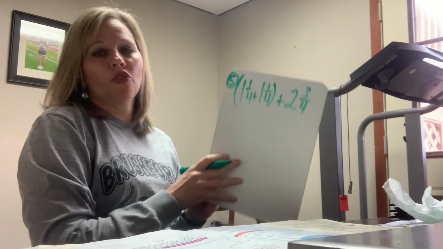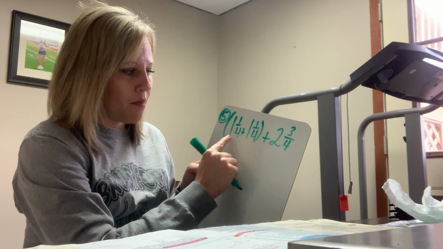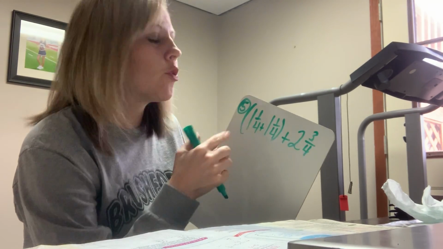All right, number 5. 1 1/4 plus 1 1/4 plus 2 3/4. Do you see how 3/4? You're going to regroup, and it doesn't matter because this is the same number. 1 1/4 and 1 1/4, yes.